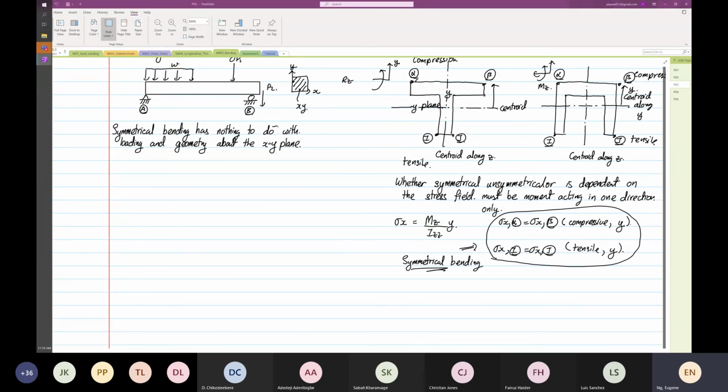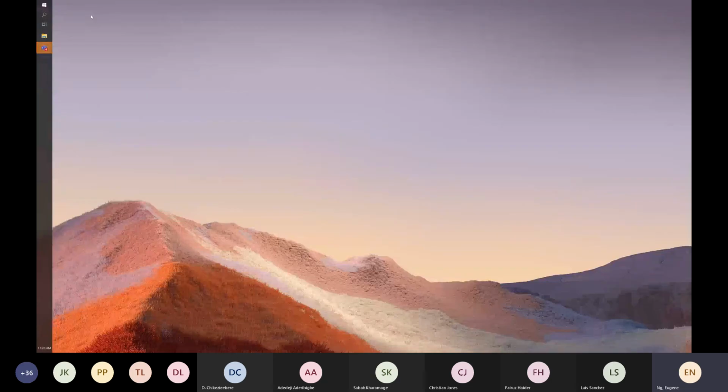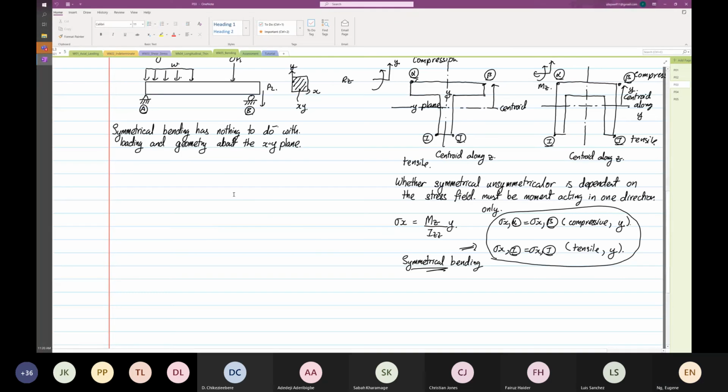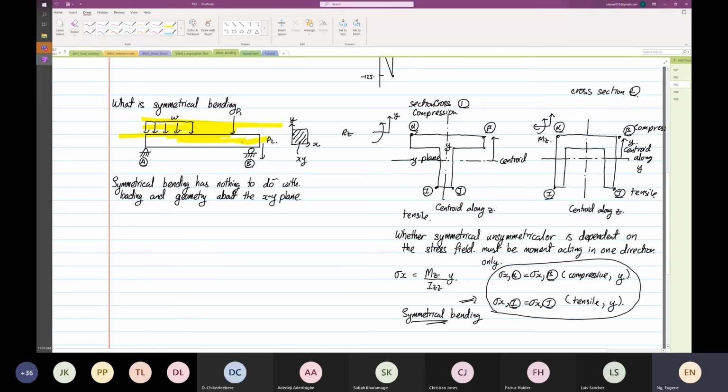I have to elaborate that. Nothing to do with how the structure is loaded. Okay, I'm going to draw this. So it has nothing to do with what is going on here. The structure can be loaded in any way or manner. It does not matter. More important is the cross section.